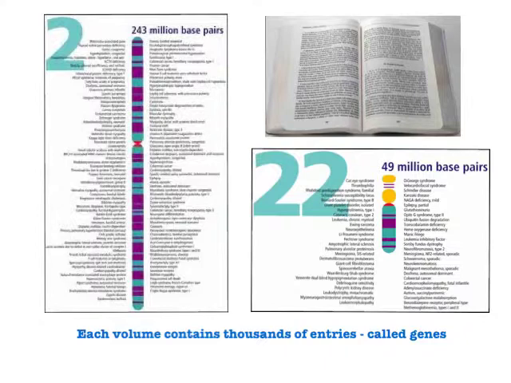So again, each one of your chromosomes, number 1, 2, through 22, through X and Y, each one of those contains thousands of entries, thousands of genes.